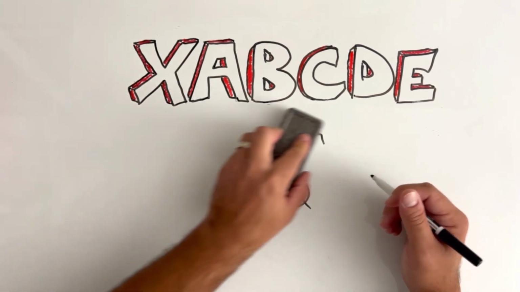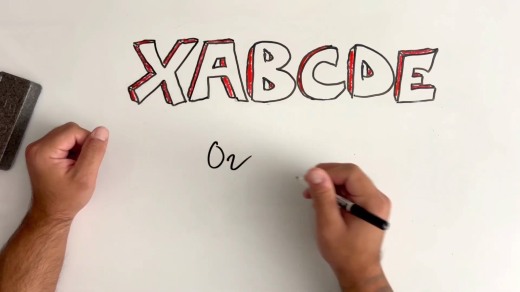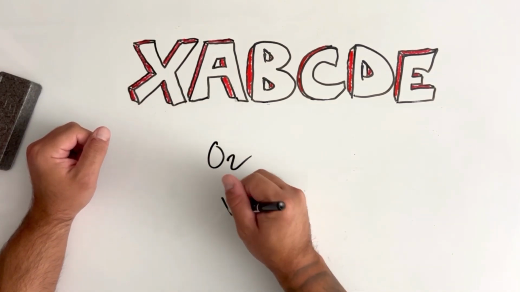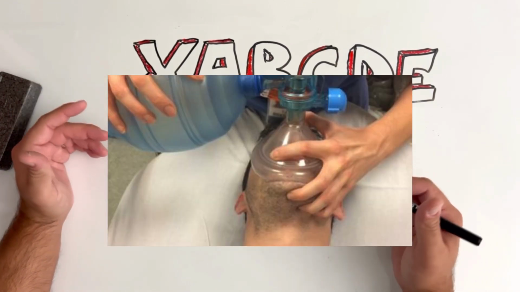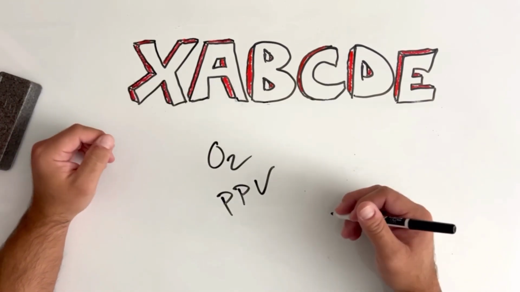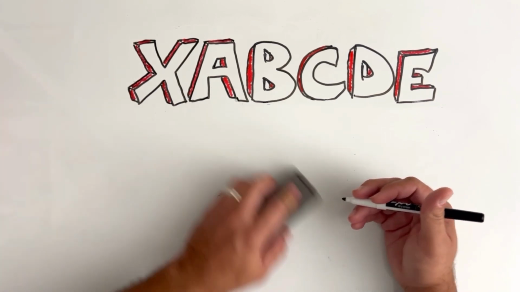Do I need, if one of these is a problem, do I need to consider putting my patient on supplemental oxygen or positive pressure ventilation? Do I need to use a BVM with oxygen and assist that patient in breathing to give them more oxygen, to give them more tidal volume?